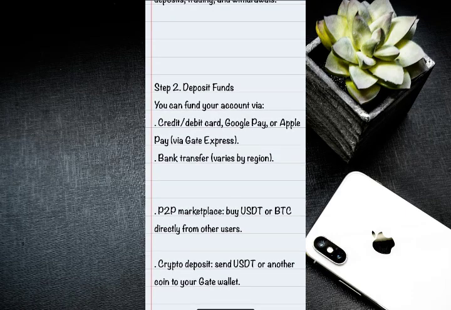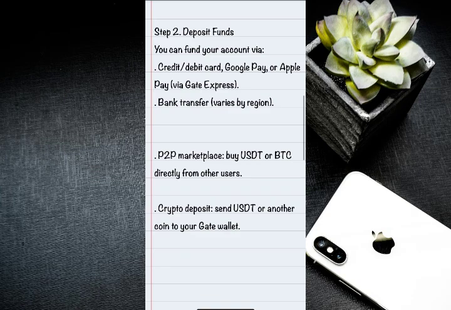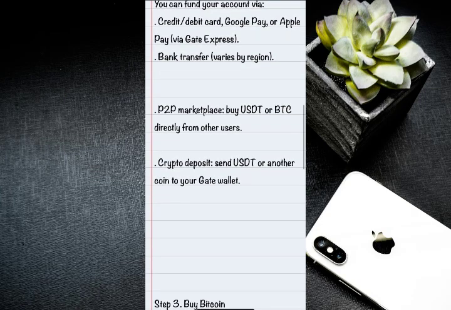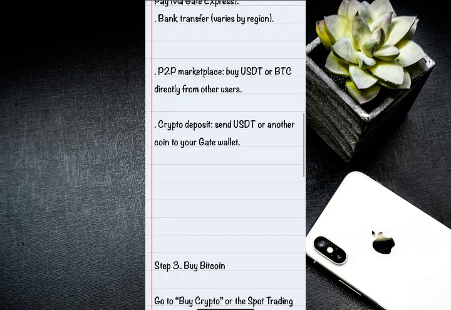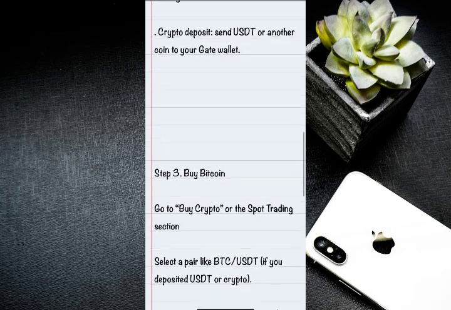You can fund your account via credit or debit card, or use Google Pay or Apple Pay. You can also use bank transfer, depending on your region. As well, you can use the P2P marketplace to buy USDT or BTC directly from another user. And as well, you can use the crypto deposit, so send USDT or another coin to your Git wallet.